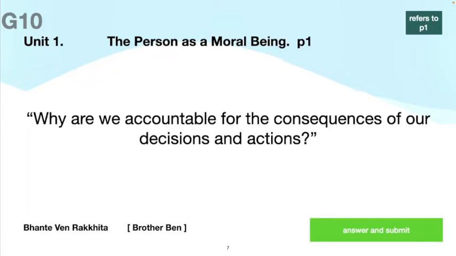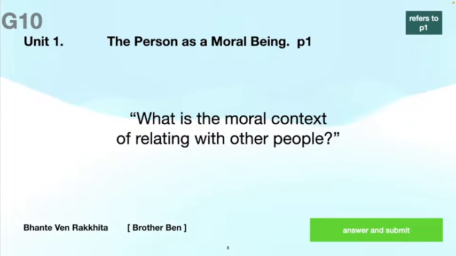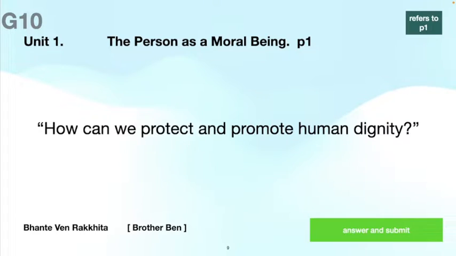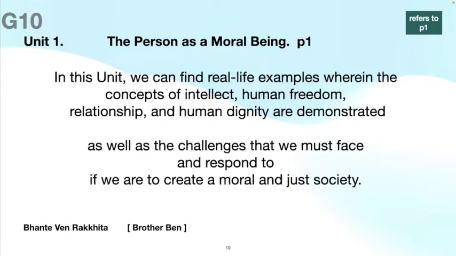And this one, why are we accountable? Why are we accountable for the consequences of our decisions and actions? Put your answer and submit or hands up. And what is the moral context of relating with other people? How does that work out? How's the good and bad and right and wrong? How does that go together with the way you relate with other people? And how can we protect and promote human dignity? How can we do that? So answer and submit that one as well. So that should also be developing.